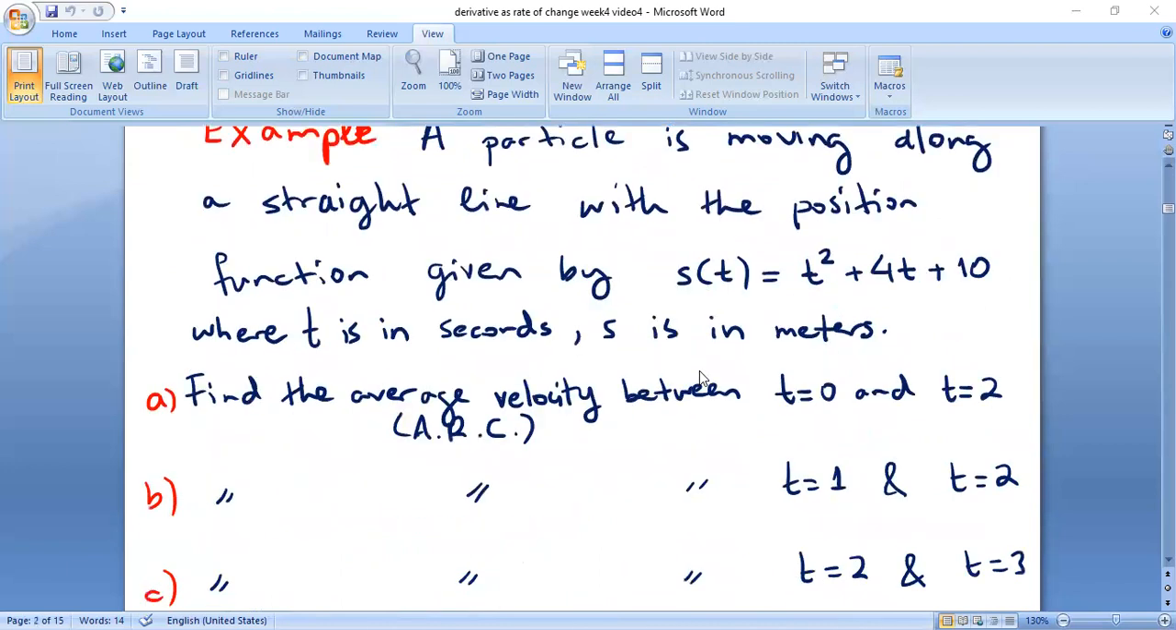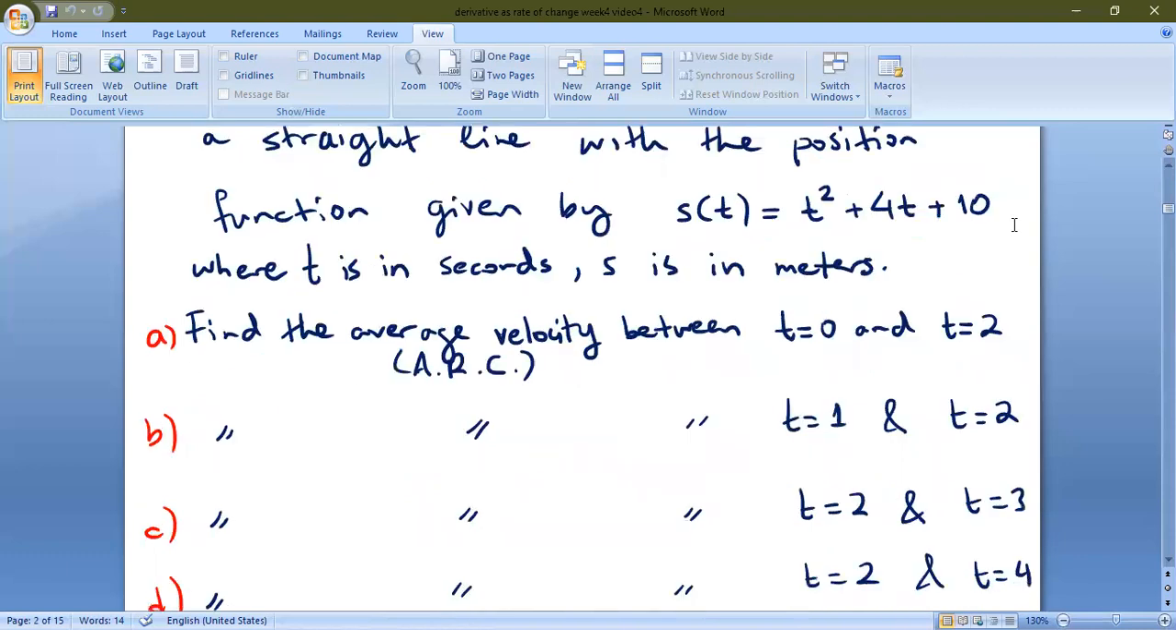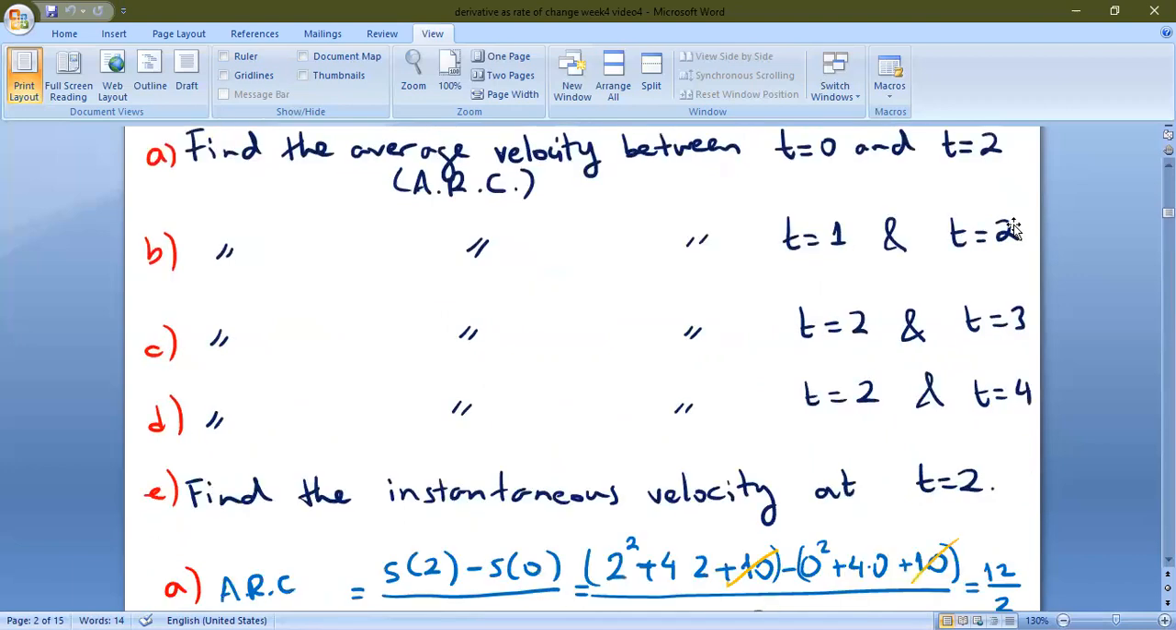So here is one example. This example is about one of the very commonly used functions, the position function. A particle is moving along a straight line with the position function given by s equals t squared plus 4t plus 10, where t is time in seconds and s is the position in meters. Here are some questions. Find the average velocity between t equals 0 and t equals 2, between t equals 1 and t equals 2, between t equals 2 and t equals 3, and between t equals 2 and t equals 4. And finally, find the instantaneous velocity at t equals 2.